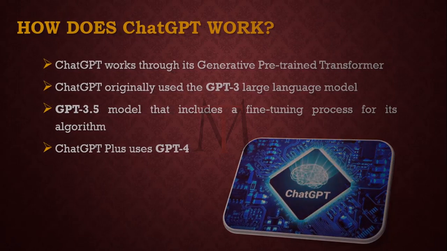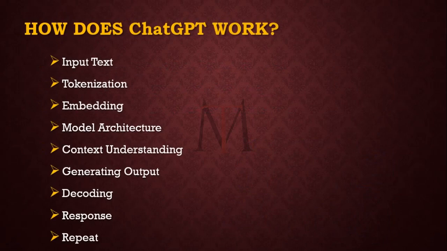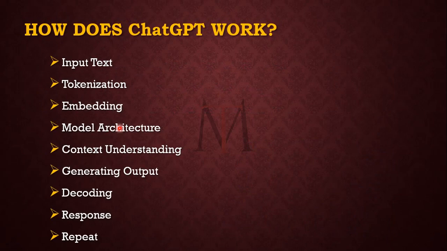Now let us discuss in detail the working principles of ChatGPT. First one, the input text. ChatGPT begins by receiving a piece of text as an input. This text can be a user's question, query, or prompt, anything. Any question from the user.